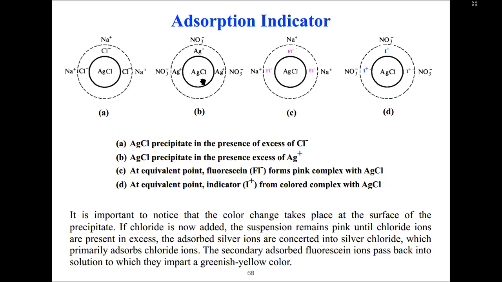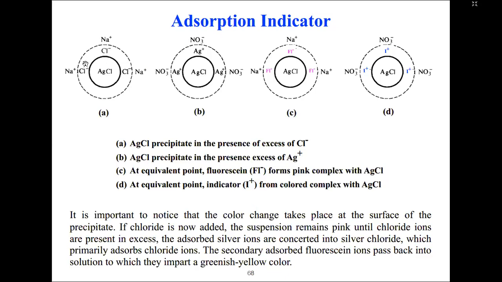Now these are before the colored complex is formed. Now here is the C at the equivalent point. So what happens at the equivalent point? That means A goes to C, B goes to D. So what happens in A?